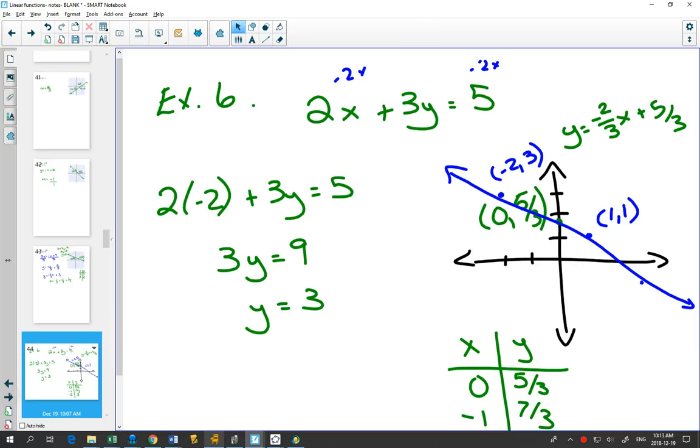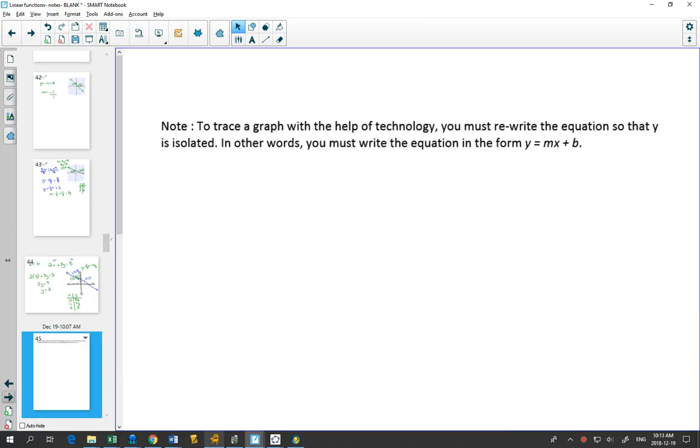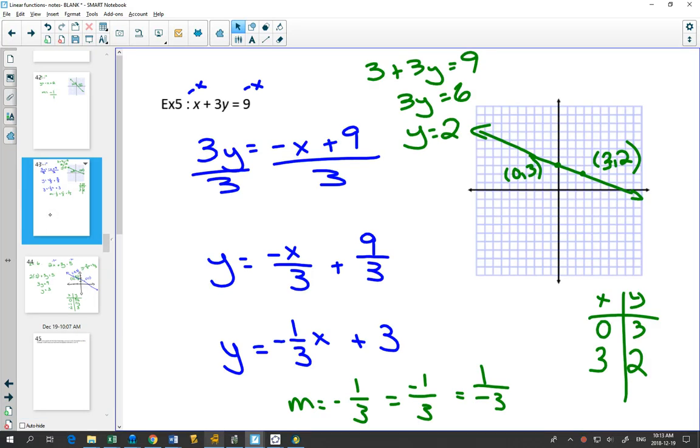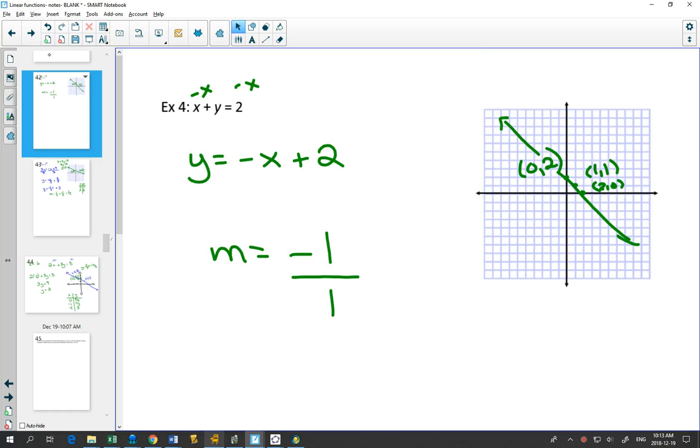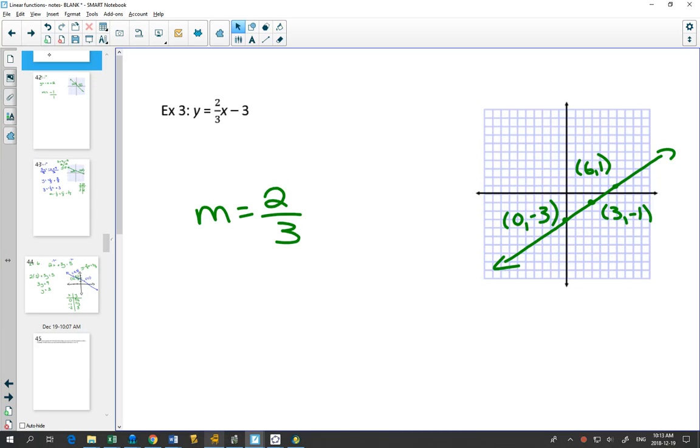Okay, next question. So changing things to y equals mx plus b is important because we're also going to look at how we can use our graphing calculators to draw these. So let's start off with an easy one. Let's look at example 3. Example 3 is already in y equals mx plus b form.